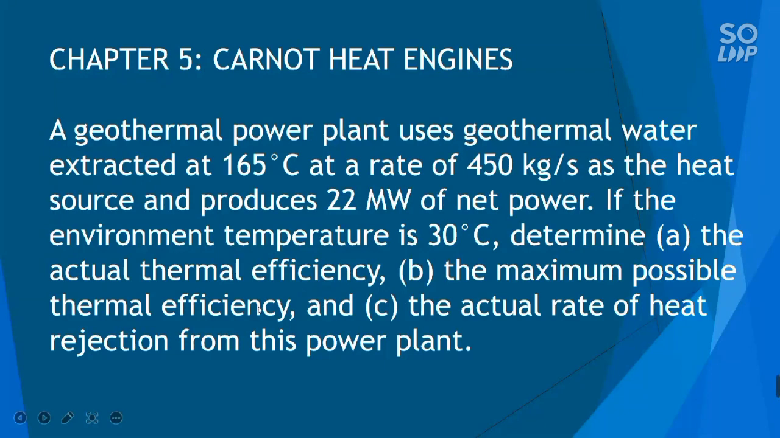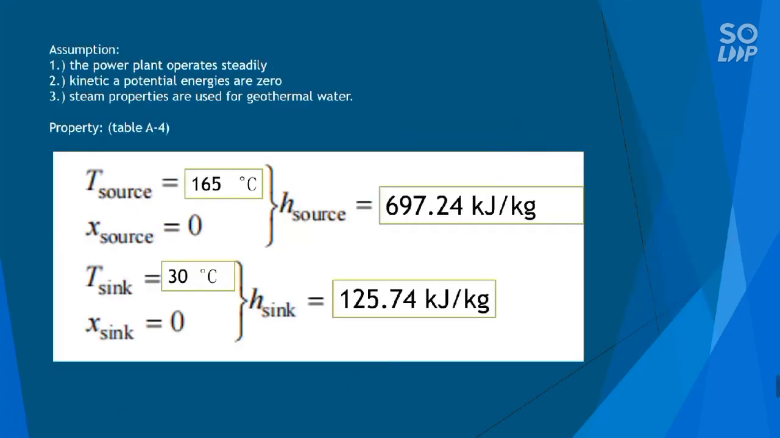So in this problem, a geothermal power plant uses geothermal liquid water at 165 degrees Celsius and at a specified rate as the heat source. So the actual and maximum possible thermal efficiencies and the rate of heat rejected from this power plant are to be determined. Our assumptions are that the power plant operates steadily, the kinetic and potential energies are zero, and the system properties are used for geothermal water.